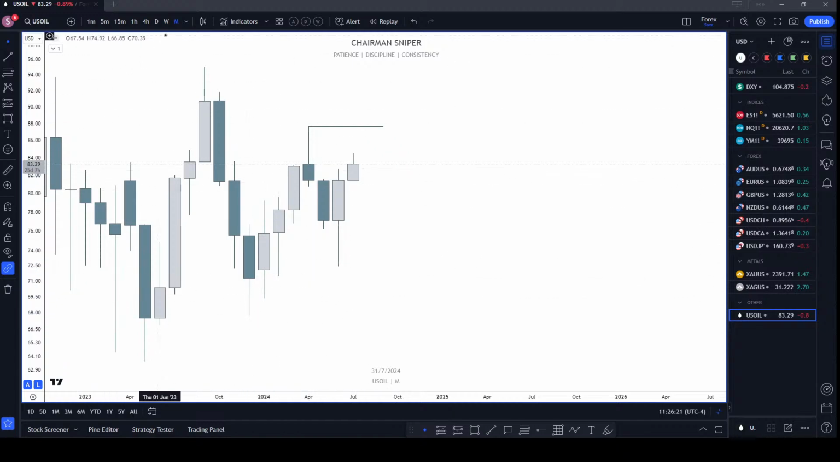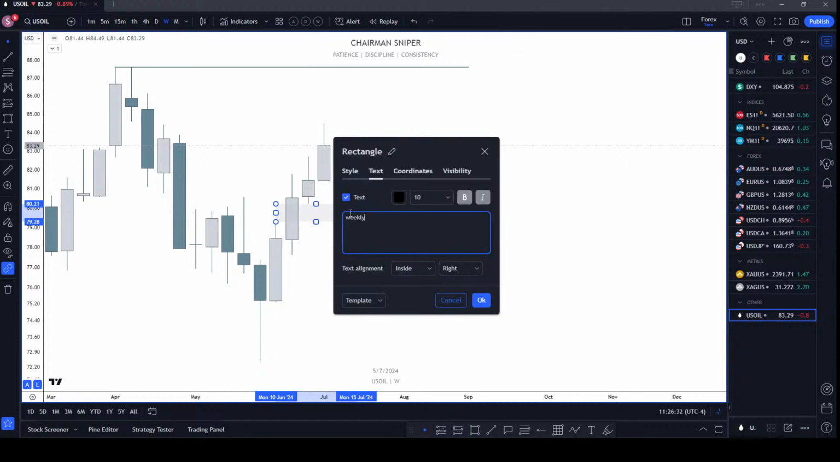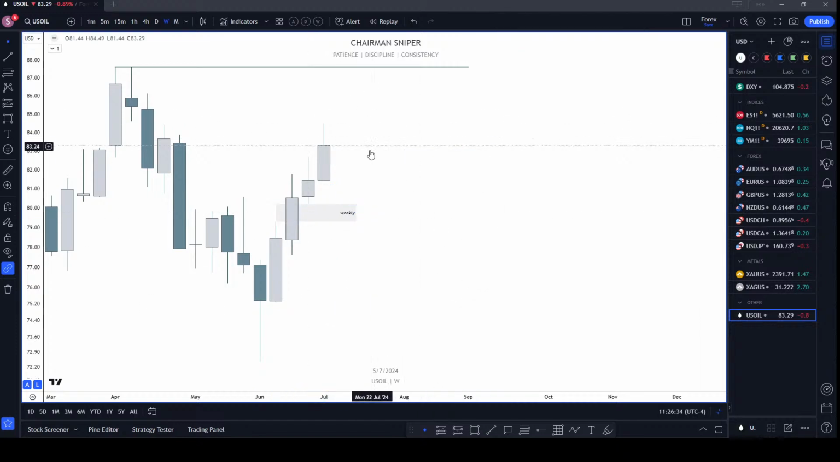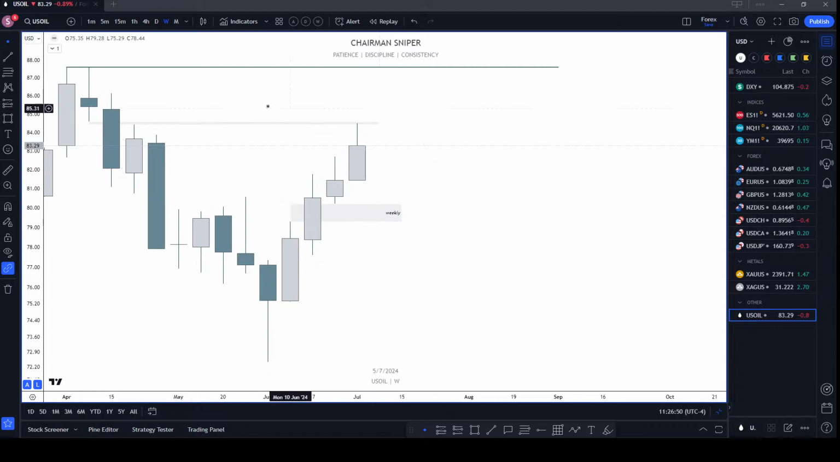On the weekly, we have a breakaway gap. We actually have a fair value gap right here. It's possible that price does trade back into this. Very possible. We'll keep that in mind. We are currently reacting to a very small weekly fair value gap right here. Alright, we're reacting to that. We have a nice wick into it. So that's a potential that price could move lower into the fair value gap.